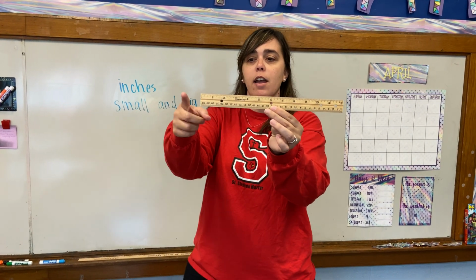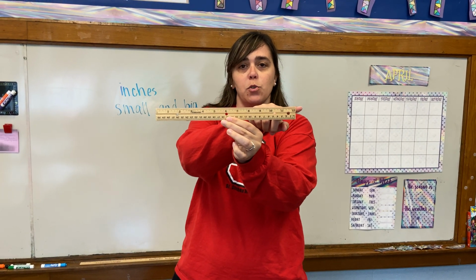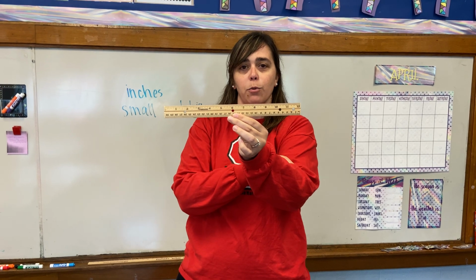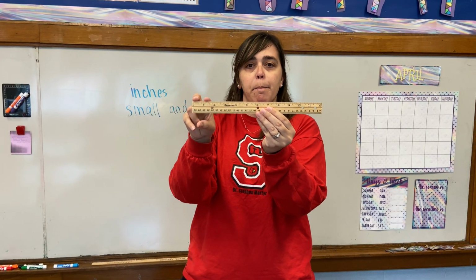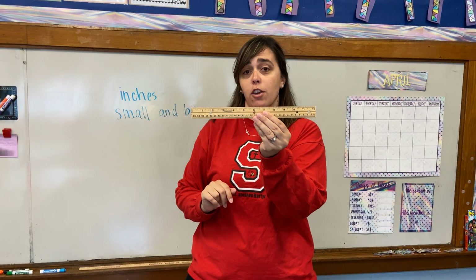So you can see here, it starts at 0 and it goes all the way to 12. So there's 12 inches on a ruler. We'll talk about the other numbers at a different time. But you can see that the bigger gaps on the ruler, those are inches.